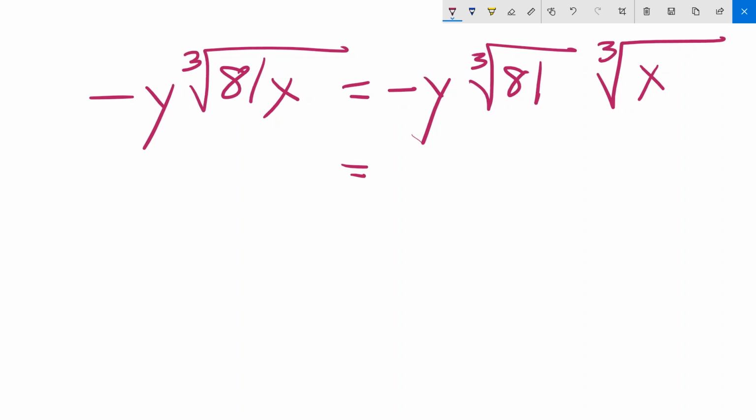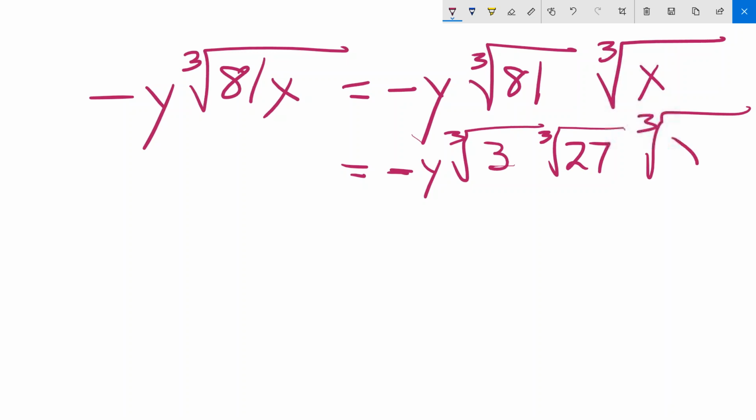So what can we factor 81 into? Wouldn't it just be 3? 3 times what? 27. Okay. So the cube root of 81 becomes the cube root of 3 times the cube root of 27. We still have the cube root of x over here. Now we can do something with the cube root of 27. What's that? 3. So I'm going to put that there, and it's positive 3 only.